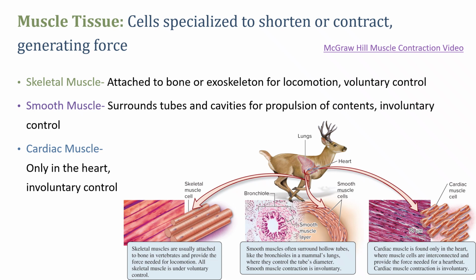And then we have cardiac muscle. This is muscle that's only found in the heart. And of course, this is involuntary control as well. Your heart just beats whether you are thinking about it or not.